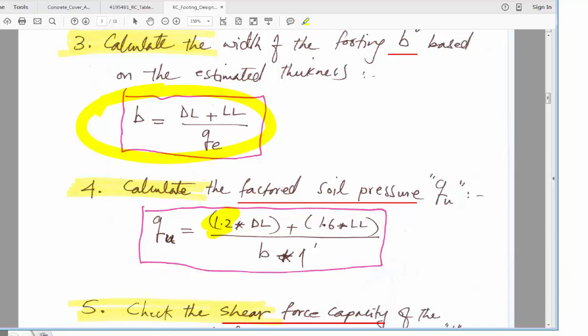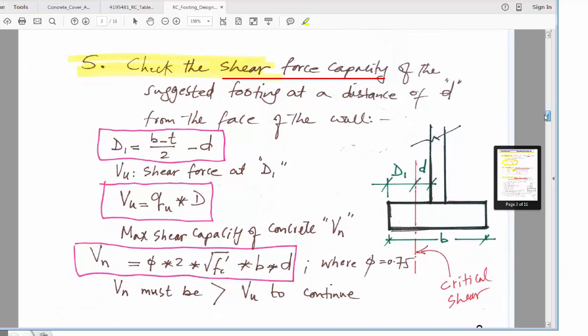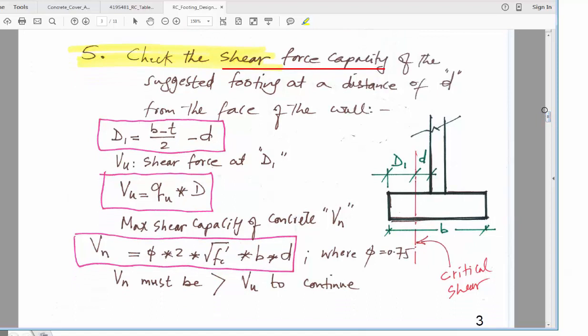So if you go back and look at the steps here, step number 5, what does it say? It says check the shear force capacity of the suggested footing at distance of D from the face of the wall. And these are the equations for them. What it's trying to do here is see what is the maximum value of shear.